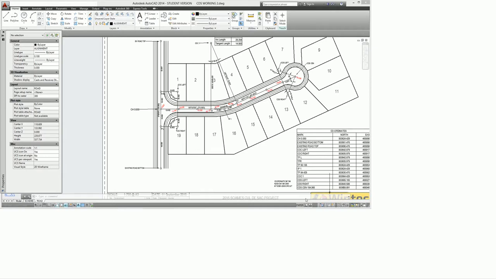Don't forget the little datum note down here. Coordinate datum is New Zealand Geodetic Datum 2000, and it's on the Mount Eden 2000 circuit. So the coordinates are in terms of Mount Eden, the false origin of 800,000, 400,000.